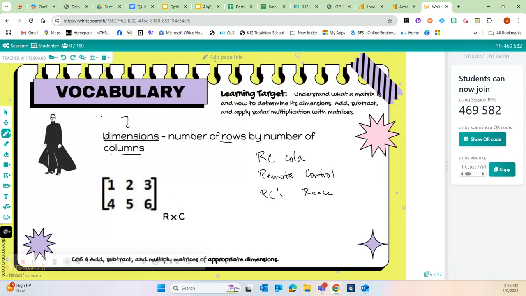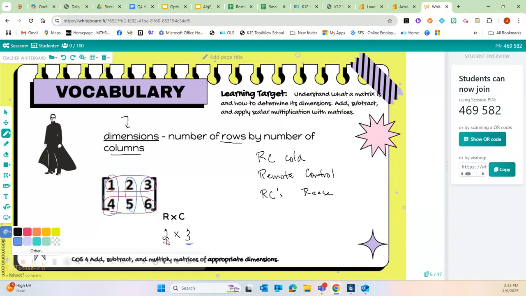So when I do the dimensions here, I count the number of rows. So that's 1 row, 2 rows, by the number of columns, 1, 2, 3. So I'm going to change my colors and just kind of show you this. So my rows I'll do in pink. There are 2 rows. Rows always go left to right. And then I'll do my columns in blue. My columns always go up and down. So that's 1 column, 2 columns, and 3 columns.